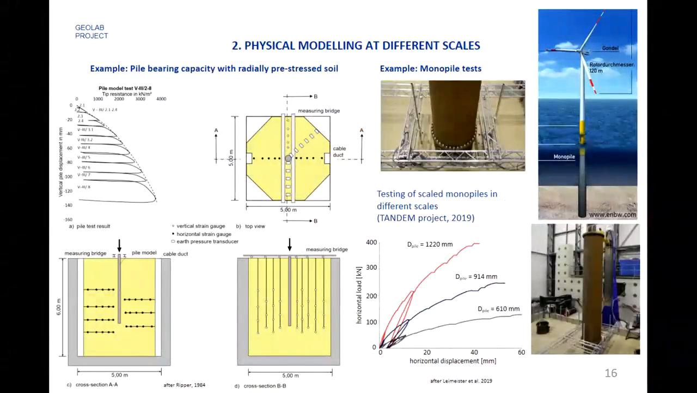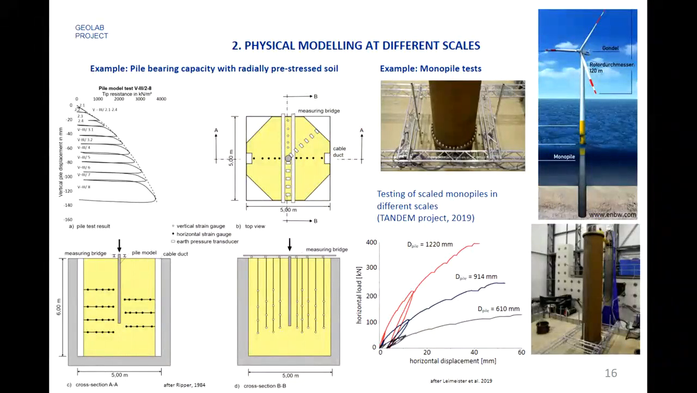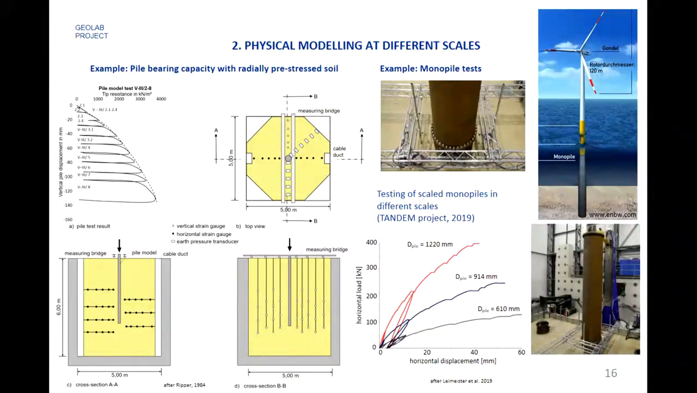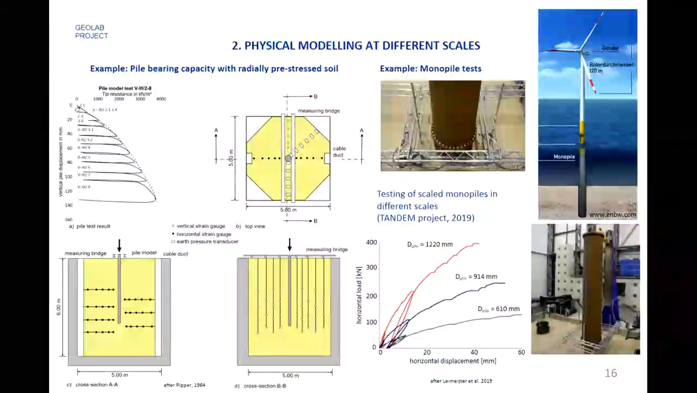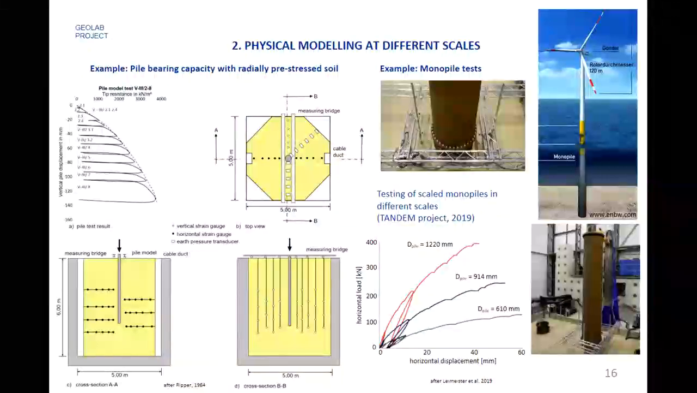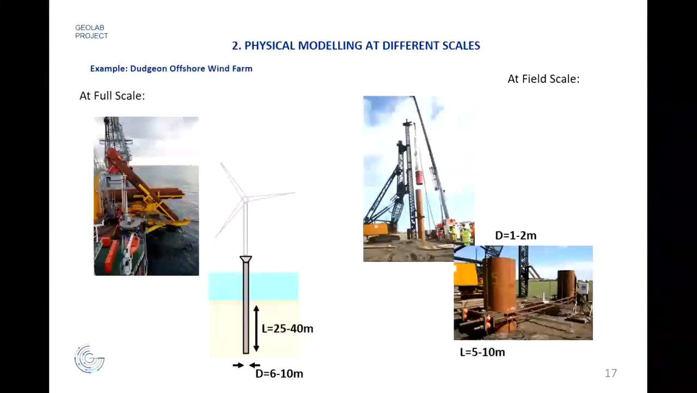Another example that has been developed more by Dartmouth University is a monopile, tested in different conditions. You can see here on the curve the effect of the diameter of the monopile tested on horizontal load on the wall behavior. So we can see that the maximum force is, of course, higher for greater diameter.